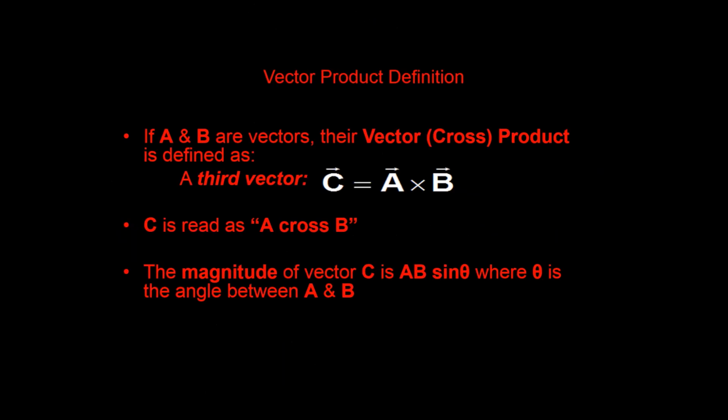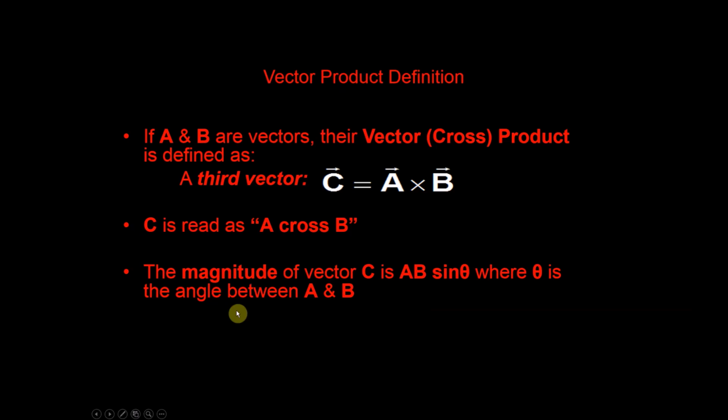So the other thing we can take is what's referred to as the vector or cross product between two vectors. So again, if we have vectors A and B and take the cross product of A and B, i.e. A cross B, we will result in a third vector, C. So C is A cross B.